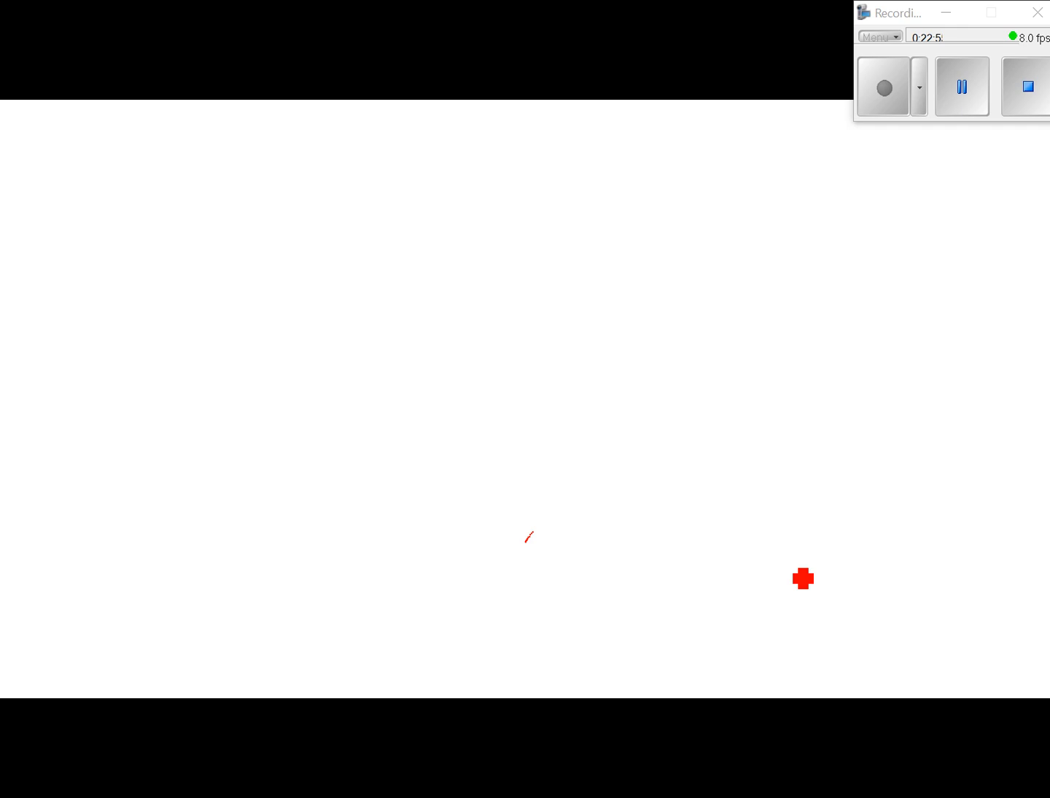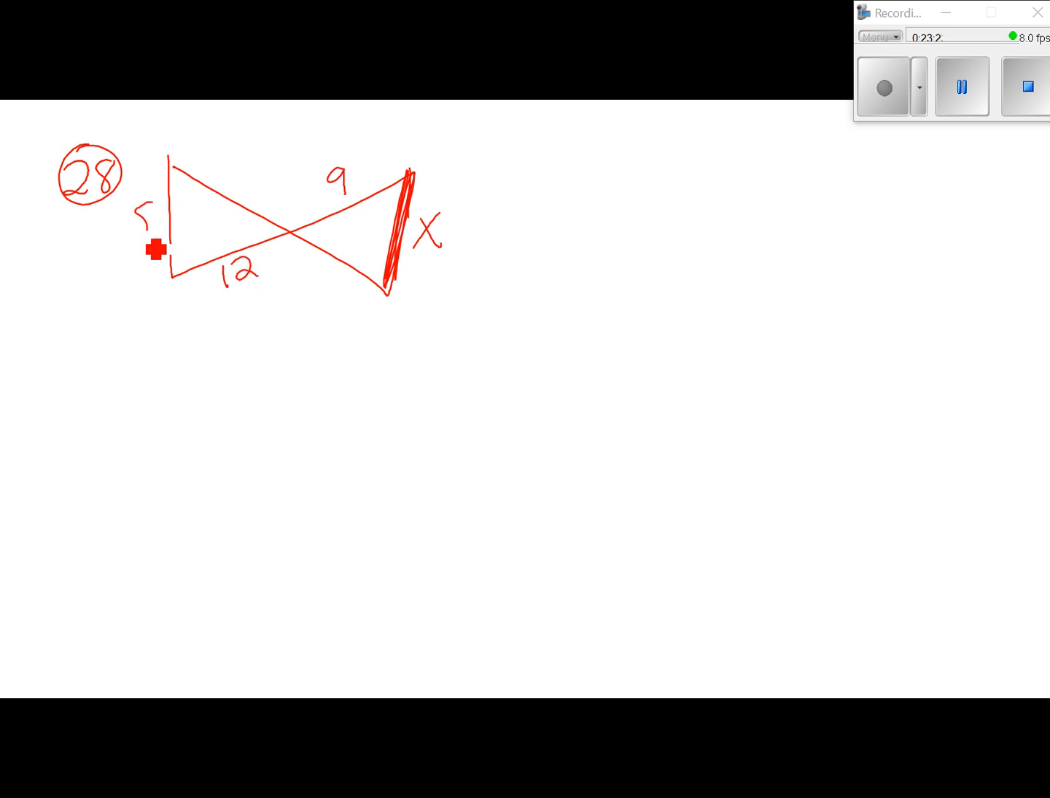Next one. About how long is the log that goes across the creek? They give us a picture, it looks like this. And this is our log out here, that's what we're looking for, so that's going to be our X. They tell us this is 9, they tell us this is 12, they tell us this is 8, and they tell us that this angle is congruent to this angle, and they also tell us that these 2 angles are congruent, but we also know that this angle is congruent to this angle because they're vertical angles.